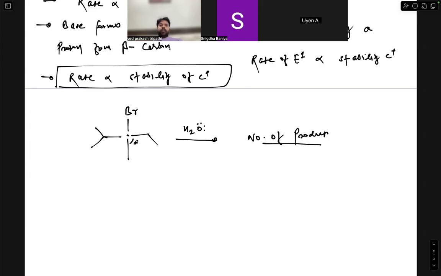This is my alpha carbon. This is the beta 1, which is CH2. This is the beta 2, which is CH3. And this is just a CH, which is beta 3. So we have 3 different beta.